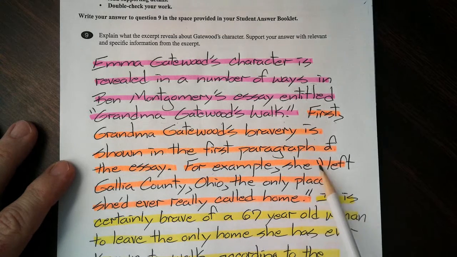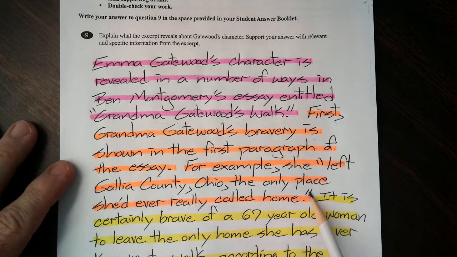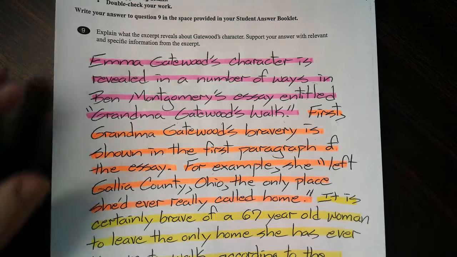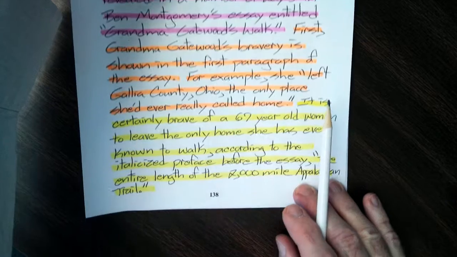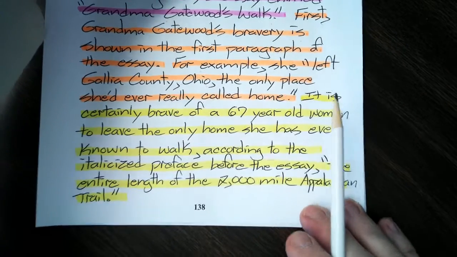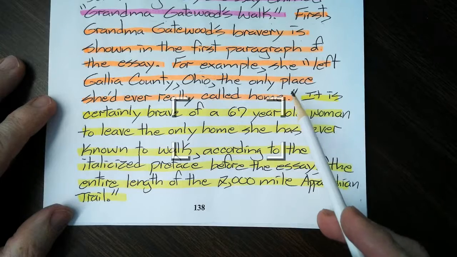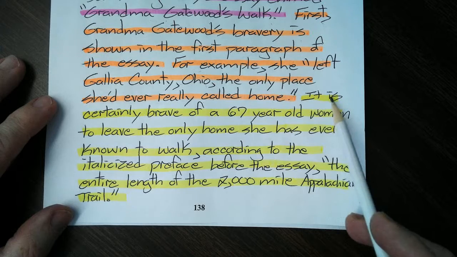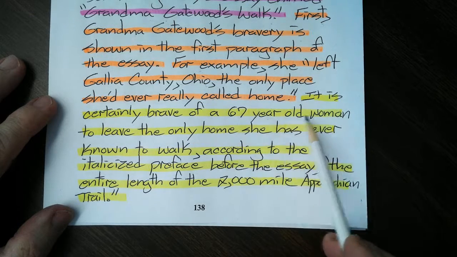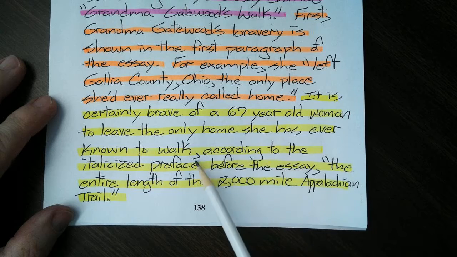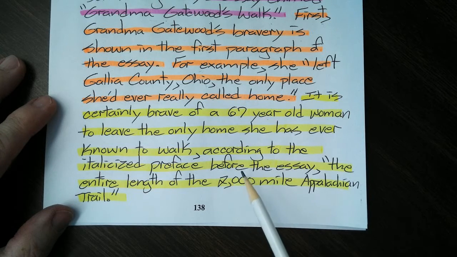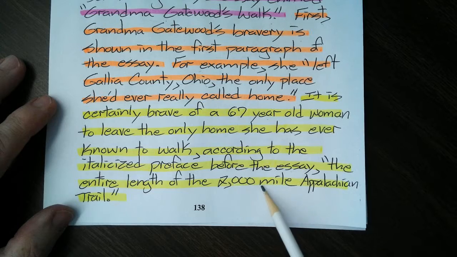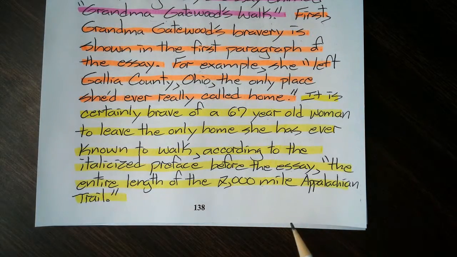Notice that I put this evidence in quotation marks. That's something that you really need to do when you write in the open response. Use quoted evidence from the text. And then the last part that you see in yellow is the support for the example that I use. And the support simply explains why the example supports the prompt. It is certainly brave of a 67-year-old woman to leave the only home she has ever known to walk, according to the italicized preface before the essay, the entire length of the 2,000-mile Appalachian Trail.